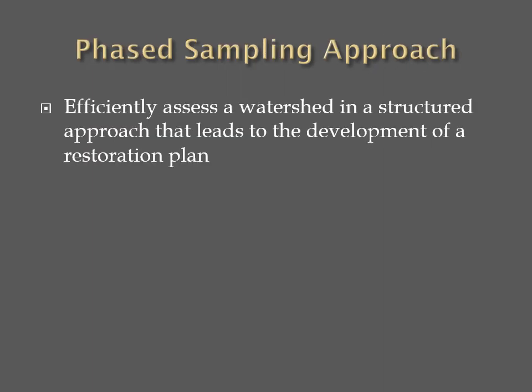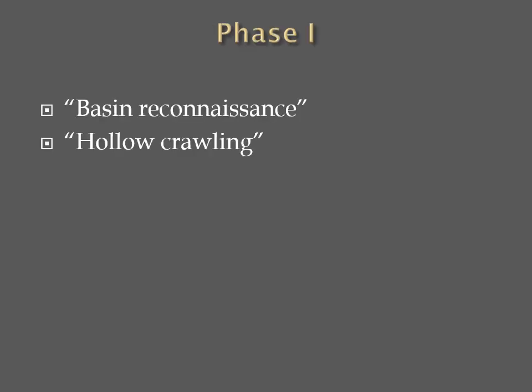Alternatively, a phase sampling approach is another way of efficiently evaluating a watershed, but this looks at a bigger range of conditions. It doesn't just look at the worst of the worst. So this would be a strategy that we would undertake for actually planning projects or planning a restoration plan. We would start out with phase one. This is basin reconnaissance or holler crawling. And essentially, it's literally what it sounds like. It's hiking your creek with a pH meter, a conductivity meter, nitrate test strips, depending on what your target constituents are, and testing along your main stem and testing the mouth of each of your tributaries.